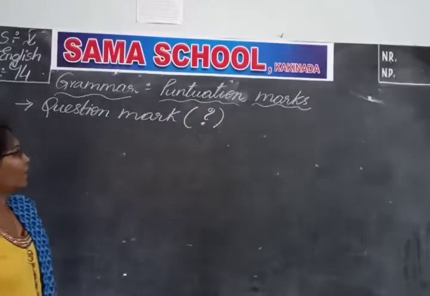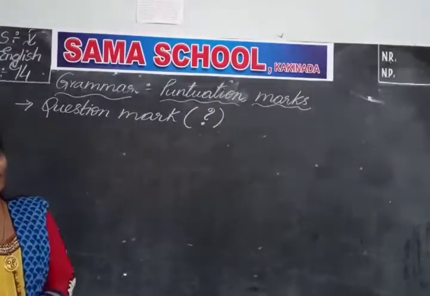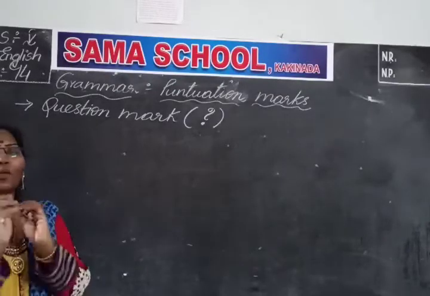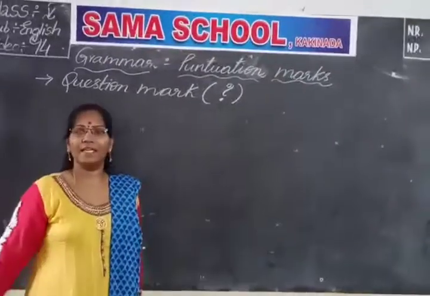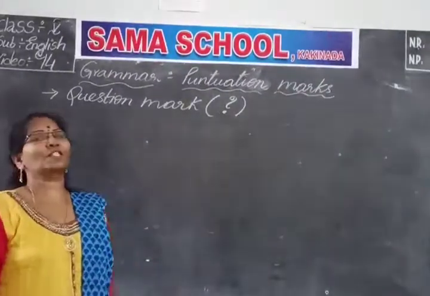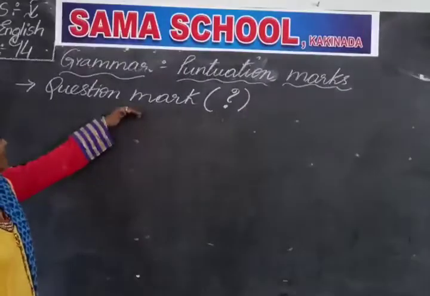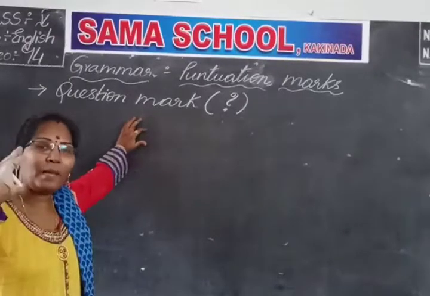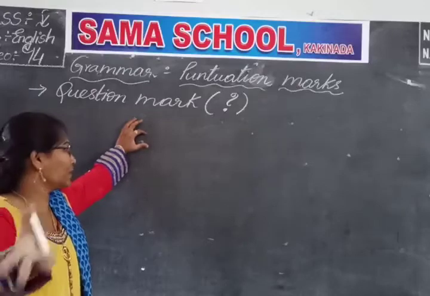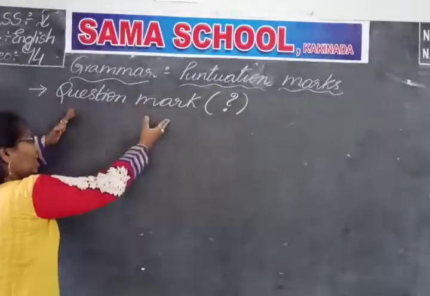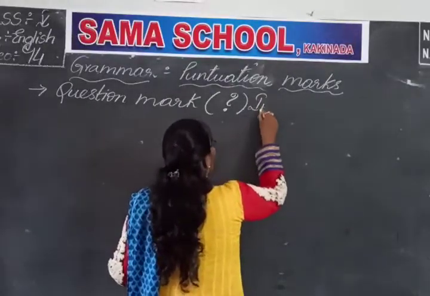And you know very well, we will ask a number of questions, isn't it? When we open our mouth, we will go on asking questions, isn't it? We love only asking questions, not giving answers. Am I right? So, we place this question mark whenever we ask any question. If a sentence ends with a question mark, we call it an interrogative sentence.